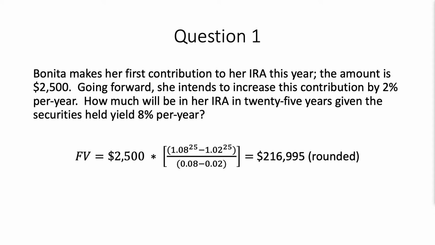There's the answer. Notice this here, the factor. The factor here is 1.08 to the 25th power minus 1.02 to the 25th power divided by 0.08 minus 0.02. That's the factor you use when the payments are going to increase each year. And that's what we have here.